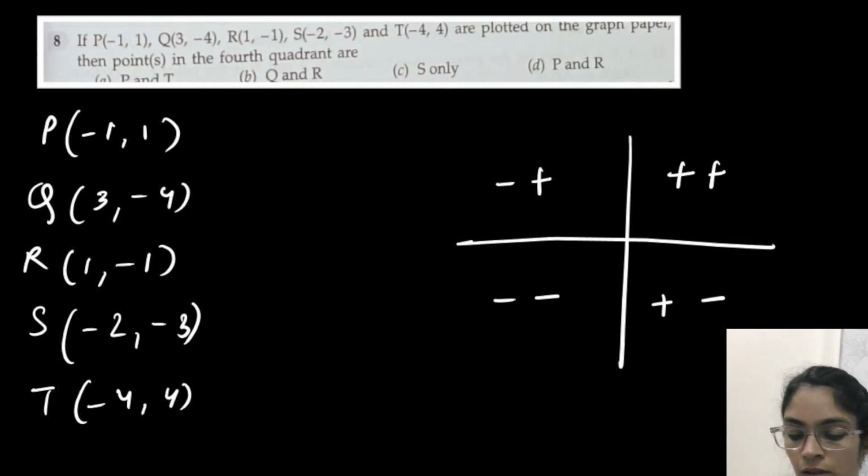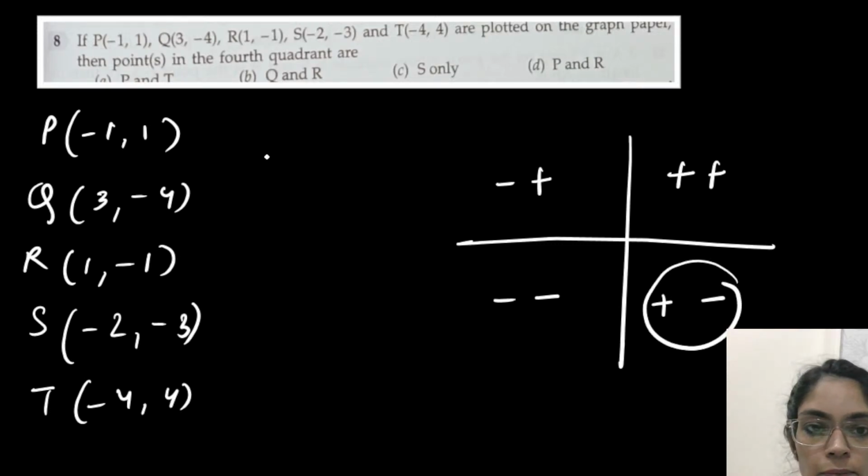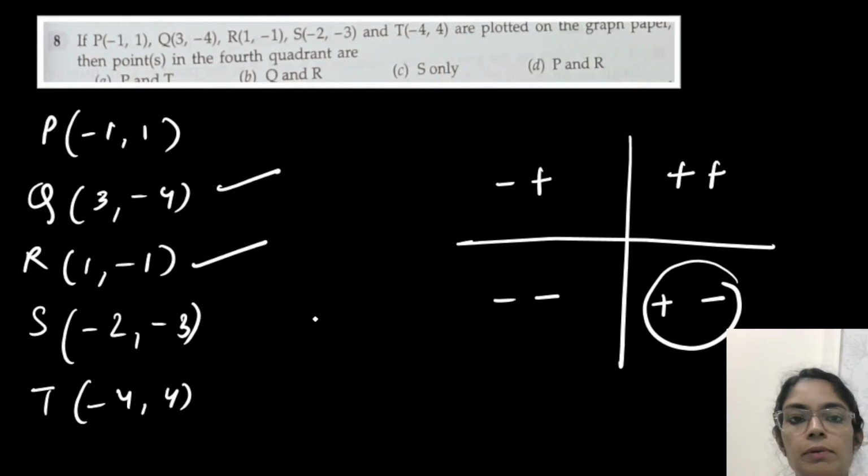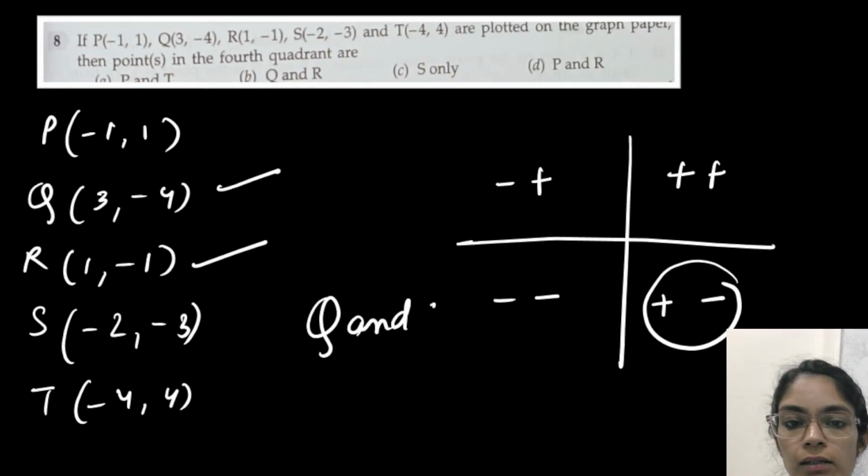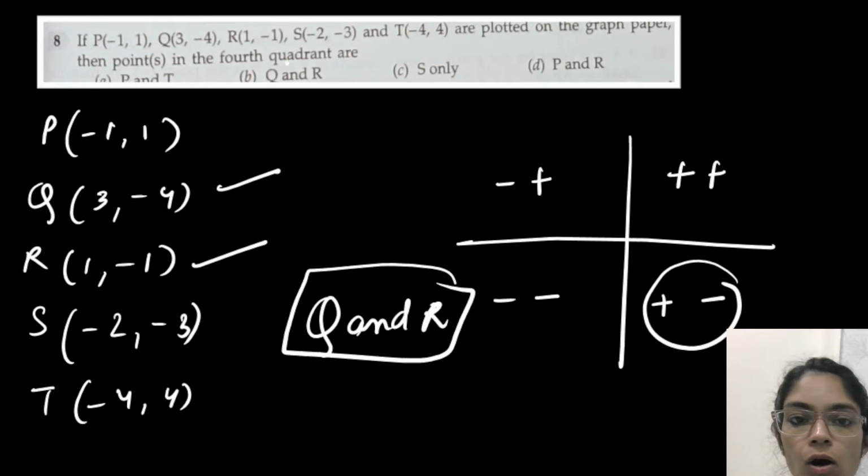Which of the points lies in the fourth quadrant? Fourth quadrant, Q and R. Option B, some of you are telling. So in the fourth quadrant, x positive, y negative. Here also x positive, y negative. So Q and R, option B. Yes, so this is correct. Option B is the correct answer.